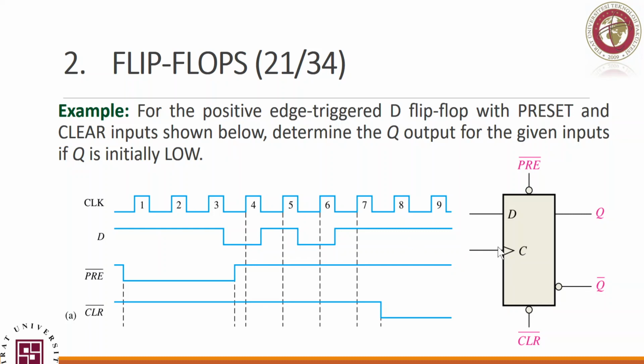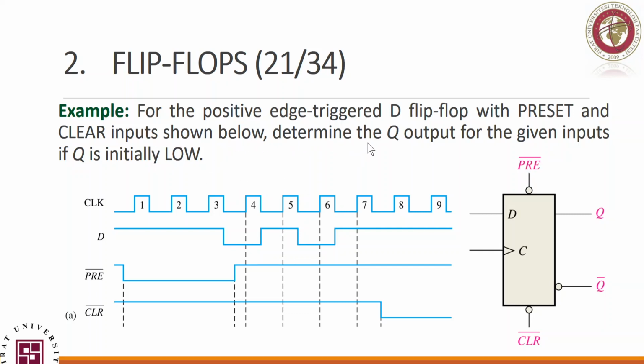We don't have the bubble that states that C should be active at the falling edge. I can't say low at the falling edge because this is edge triggered, it's not level triggered. All right, let's read the example for the positive edge. Again, as I said, edge triggered D flip-flop with preset and clear. Preset and clear, and pay attention, they are active low. That means they will be activated when they are low.